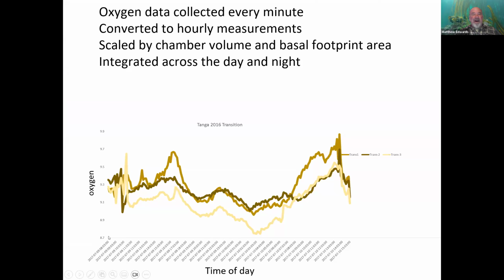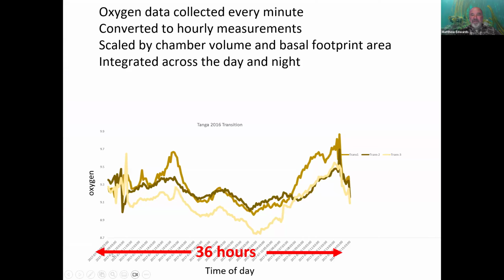And I want to thank, I think I saw one of the people on board, a former PhD student of mine, Scott Gabara, who now runs the kelp forest monitoring program at the Channel Islands National Park Service. Scott was instrumental in helping download the data and process this.